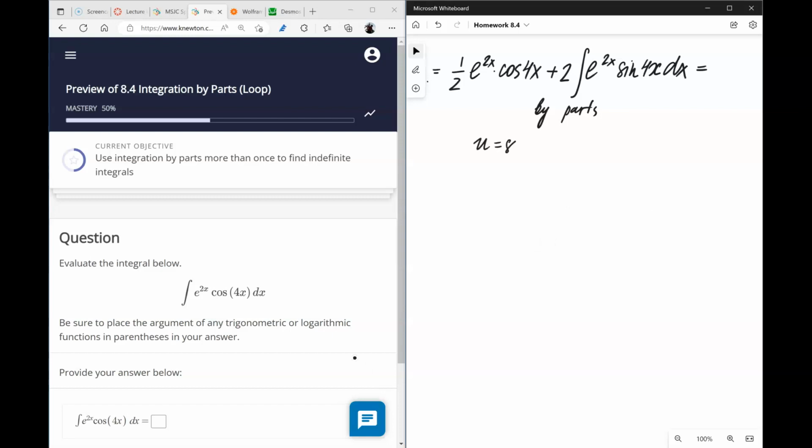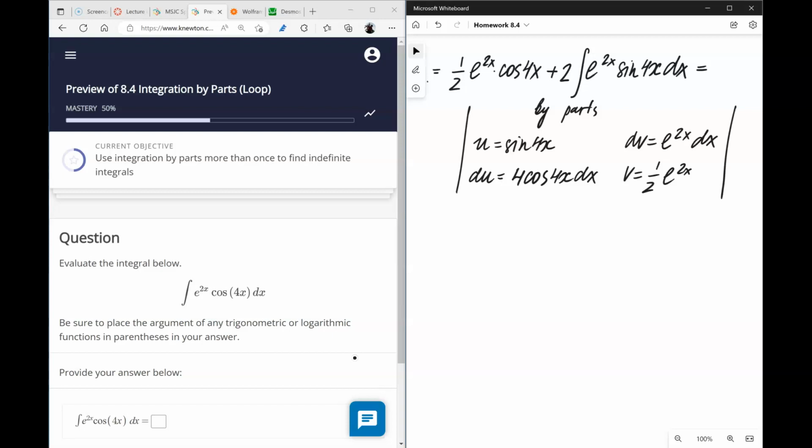But u will be now sine of 4x. If now you start switching and you choose your u to be e to the 2x, you're going to literally end up with the same problem as you started with. So you don't want to do that. dv is e to the 2x dx. V is 1 over 2 e to the 2x. So continue.